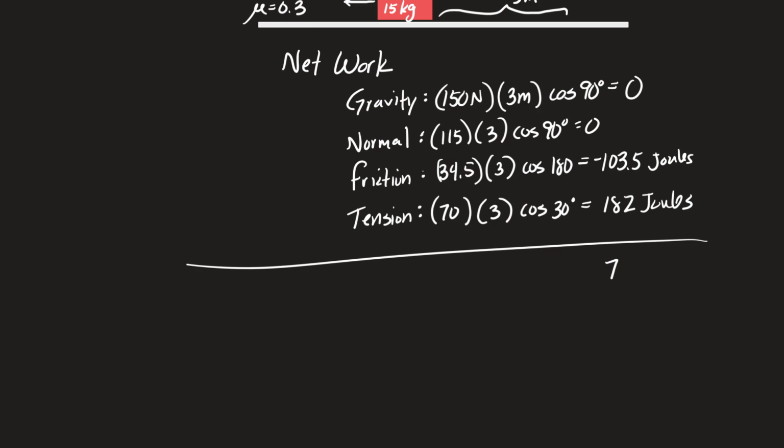I got about 78.4 joules of total work done on the box. This is the net work. The issue is, though, whoever pulled on the box lost 182 joules of energy, right? They had to give that box 182 joules of energy. But then the floor took away 103.5 joules of energy, leaving the box with 78.4 joules of energy.